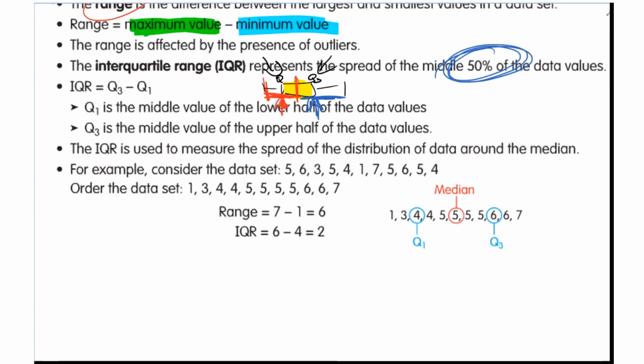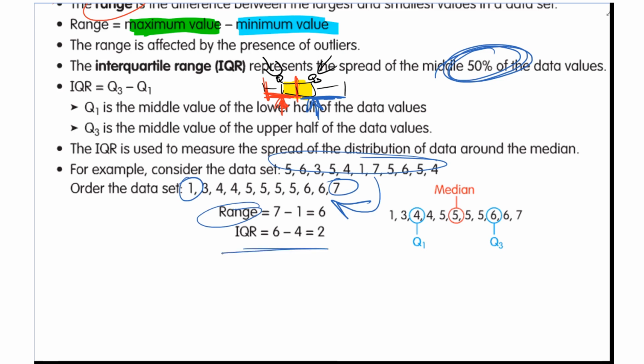Okay, and here's just an example. I've got the data set here. Remember, if you have to, you need to convert it into an ordered data set. And this is where we get our range. We're going 7 minus 1, which gives us 6.